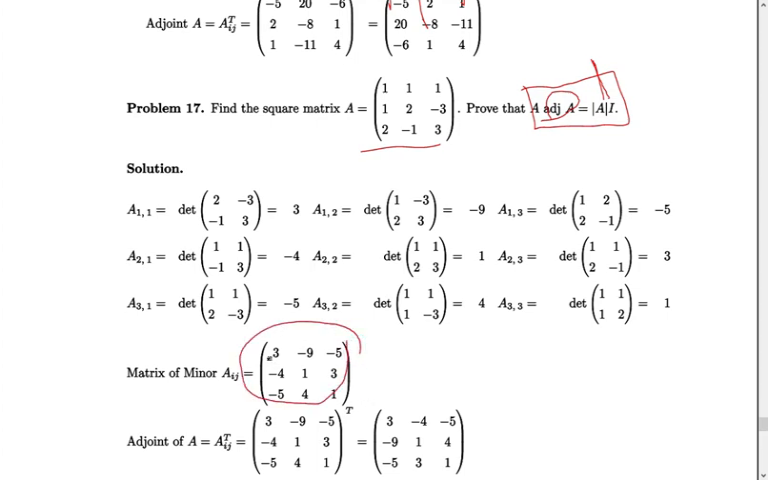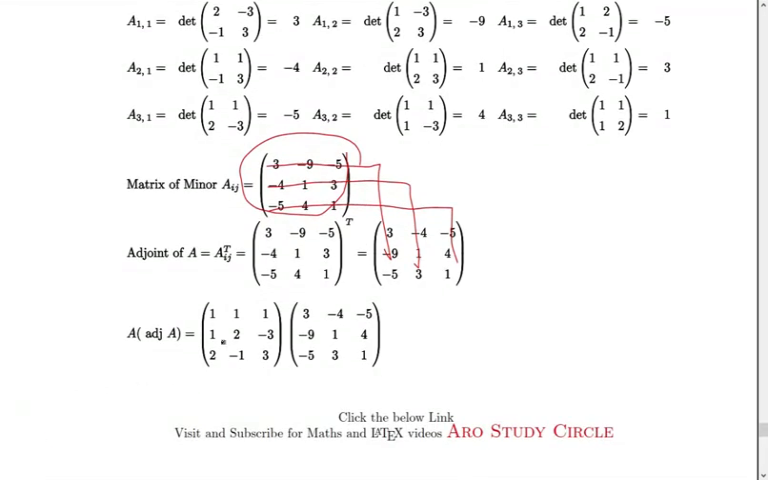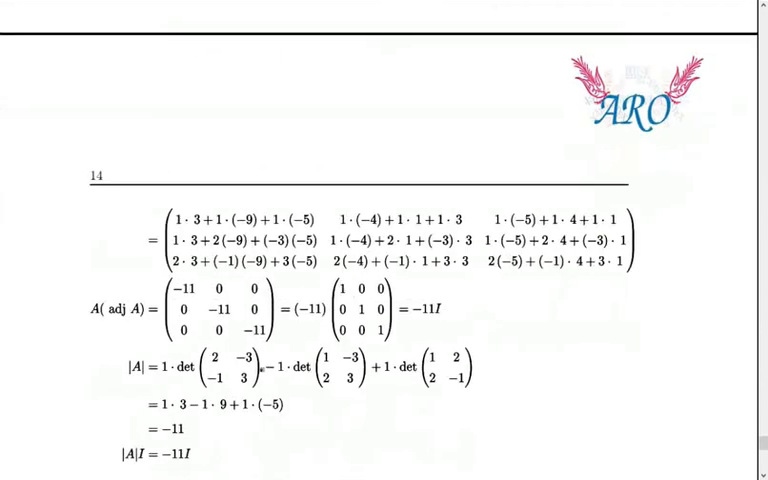So this becomes this one. First row becomes first column, second row becomes second column, third row becomes third column. Therefore A into adjoint of A is equal to, as in usual matrix multiplication, row and column wise multiplication. That becomes minus 11 into identity matrix.